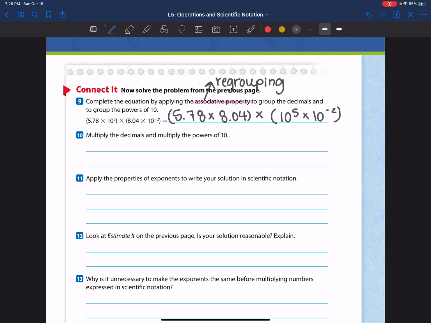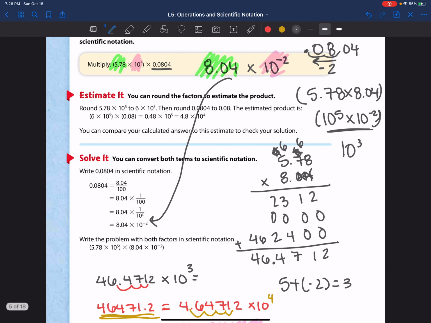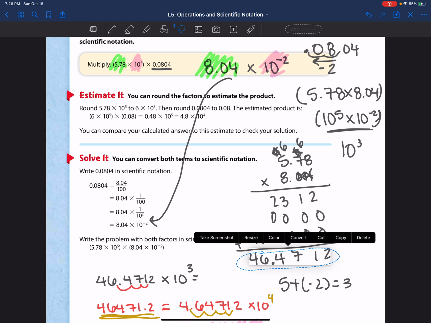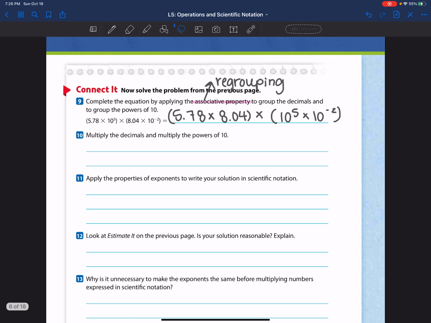Number 10, multiply the decimals and multiply the powers of 10. When I multiply my decimals, I got 46.4712, and I'll just copy that. Okay, it's fine. So I got that, and I got 10 to the 3rd power. Oh, that's what they meant. And then of course I'll just put them together here. 46.4712 times 10 to the 3rd power.